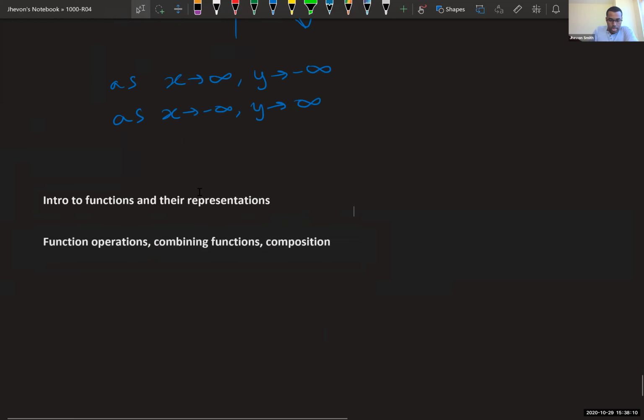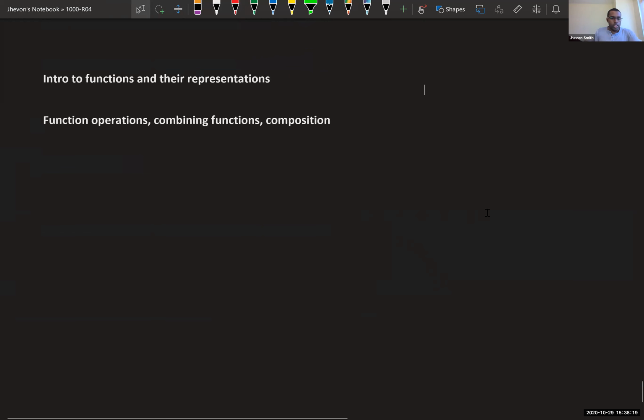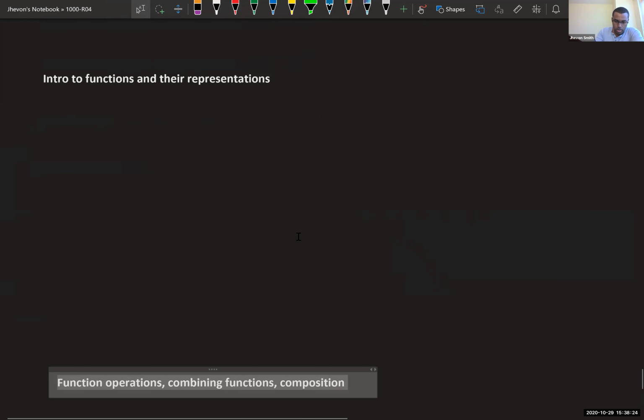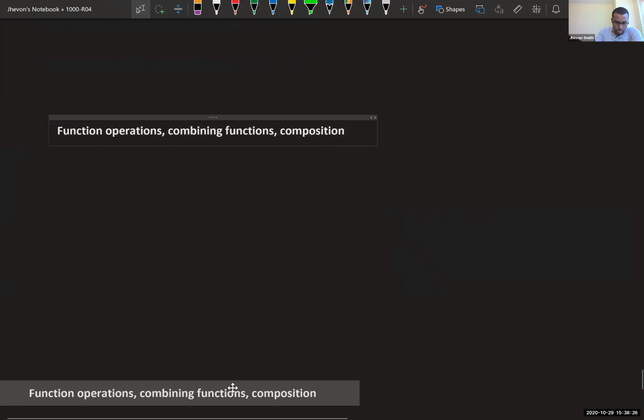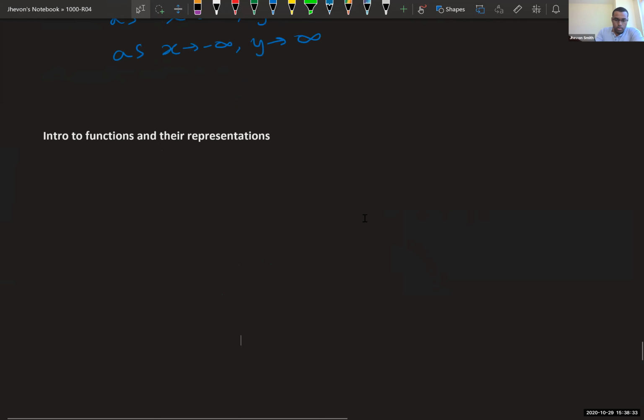So we only have a little bit of time, but again, in terms of functions and their representations, I think I can do both of these at the same time. So let's talk about this separately. Functions. Again, most of us have an intuitive understanding of what this is. So remember what a function is.